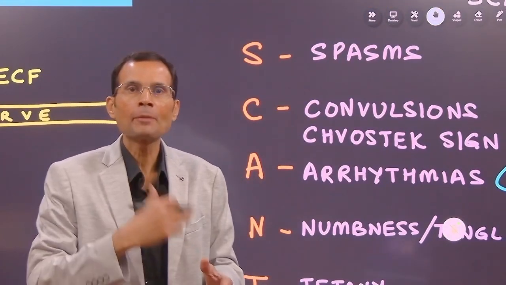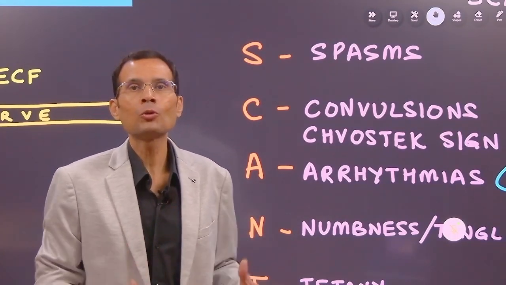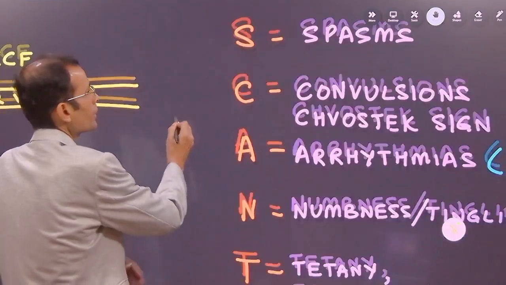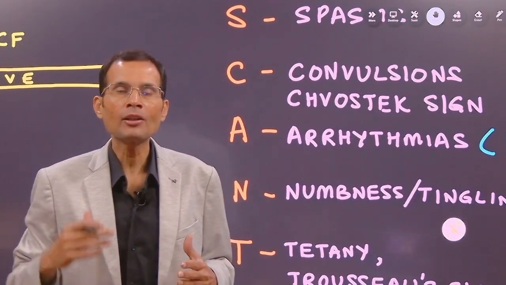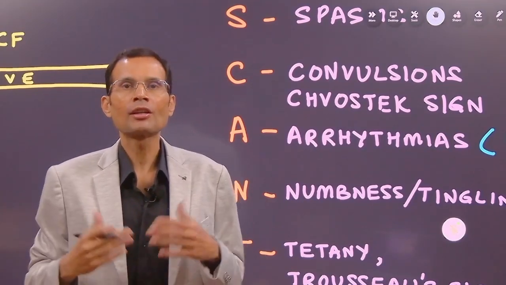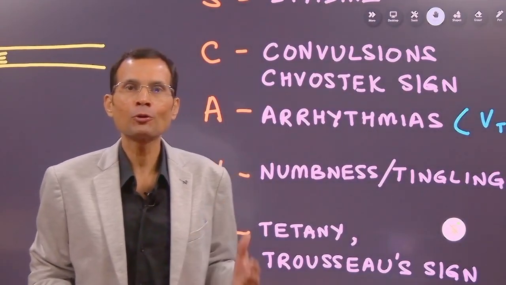S for spasms. Because of the hyperexcitable nerve, continuous signaling to the muscle makes it go into spasm. Then C, convulsions. Hyperexcitability of the nerves in the brain would result in convulsions. And another sign, that is Chvostek sign.